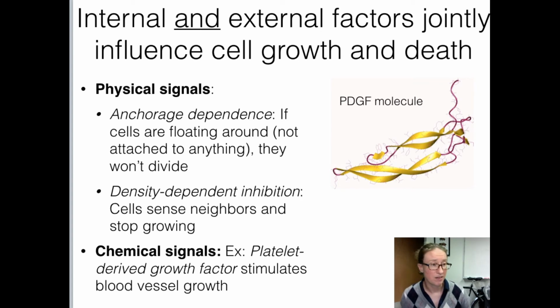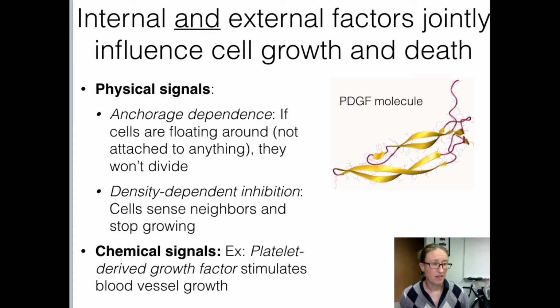Cells depend on a couple of different types of physical signals to decide what to do. One of the types of physical signals is called anchorage dependence. If a cell is just floating around and it's not attached to anything, it won't divide. It needs to be attached to something to say, okay, I'm somewhere where it's a good idea for me to divide. So it requires anchorage to proceed with cell division. That's one type of signal that affects whether or not a cell is going to grow and divide.